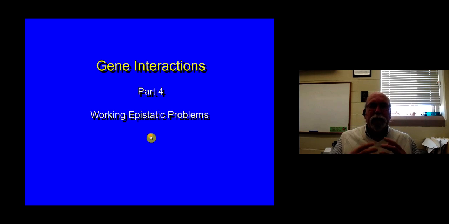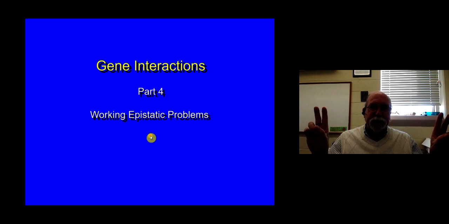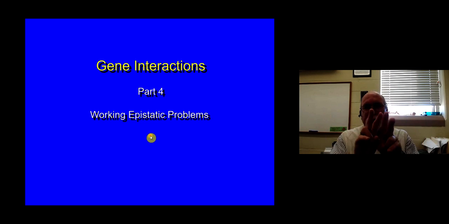All right, so we've now worked through the basic underlying ways that we get epistatic ratios, certainly how genes interact. We talked about the fact that to have epistasis, you need two loci, a couple of alleles at least at each locus, and then they interact some way to affect a single trait. What I thought I'd do in this exercise and in part 5 is to work some epistatic problems.